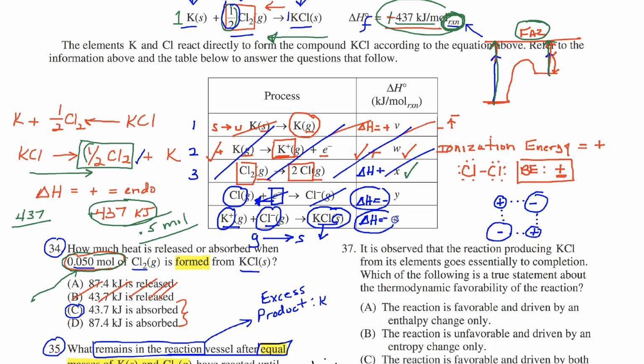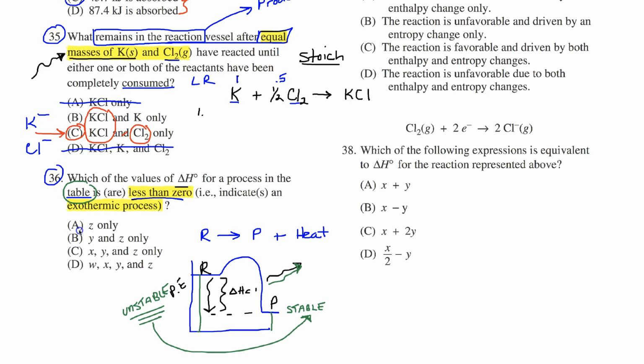So the only choices that provide an enthalpy, a delta H, that is less than 0, that release energy, are the Y and the Z only. Let's go back to our choices. So choice B is our answer, Y and Z only. The only two choices that create a scenario where we're going from unstable to stable.